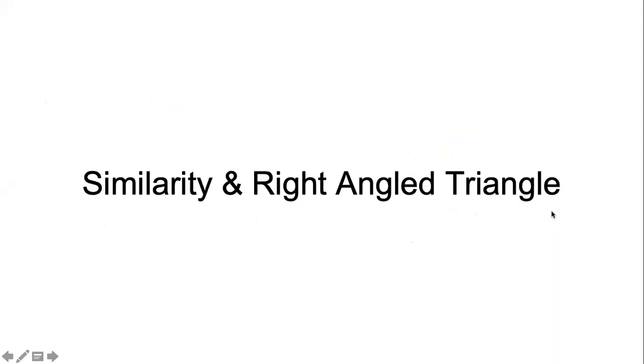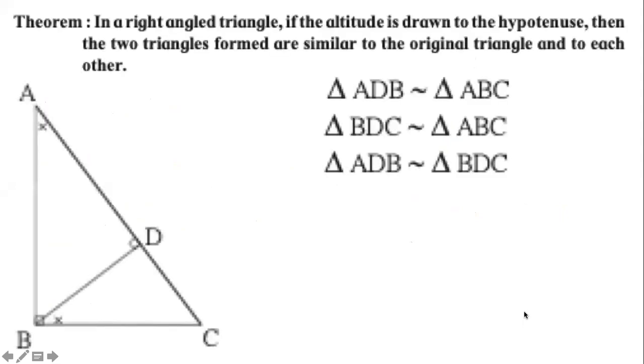The first part is to see what happens to the triangles when we have a right angle triangle and there is an altitude drawn to the hypotenuse. You will remember the diagram. Look at the diagram on the left hand side of your screen.